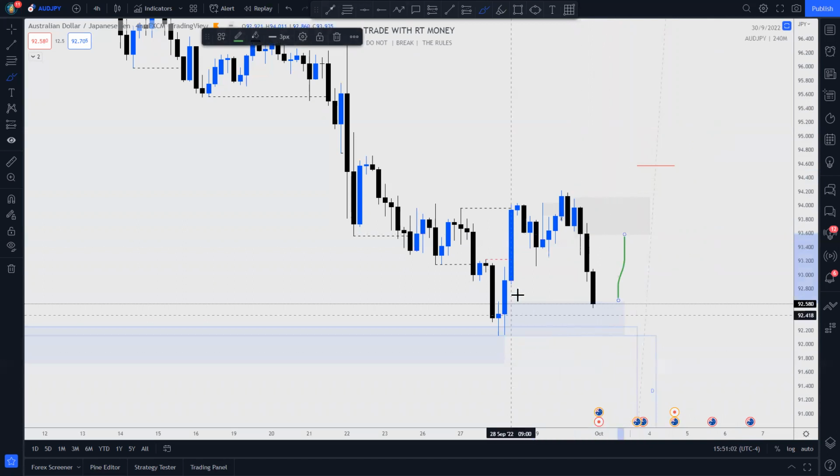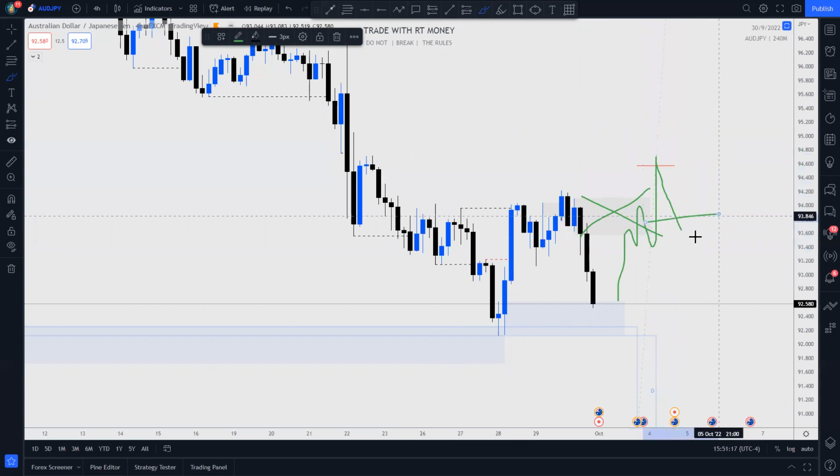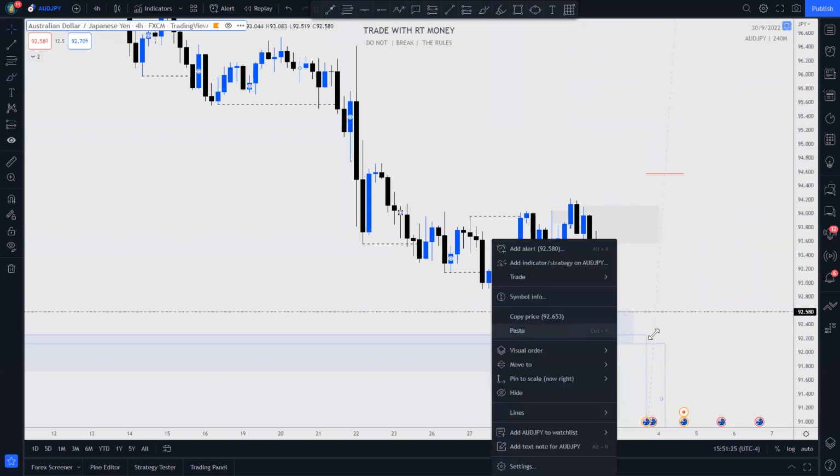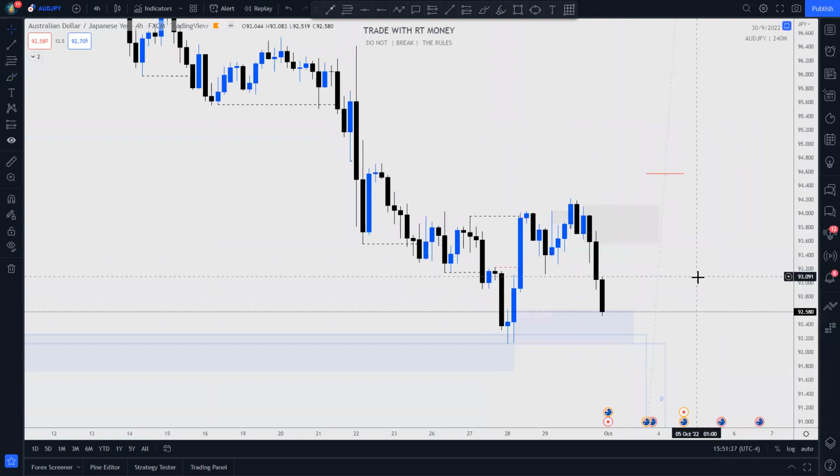That is for an intraday trade, but for a swing trade, we have to wait until this supply is taken out, just like I just described. Then the demand that is left behind here is going to be the one you take to the upside.